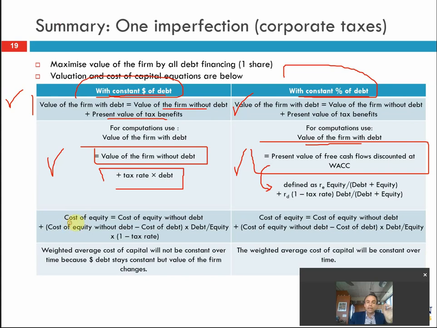To estimate the cost of equity and to see how the cost of equity changes as you change leverage, if you've got constant dollars of debt, the cost of equity is the cost of equity without debt, also called the expected return on assets, plus the cost of equity without debt minus the cost of debt times debt to equity times 1 minus tax rate. If you've got a constant percentage of debt in the business, like 30% to 70%, that percentage is going to be maintained every year forever. The 1 minus tax rate disappears from the equation.